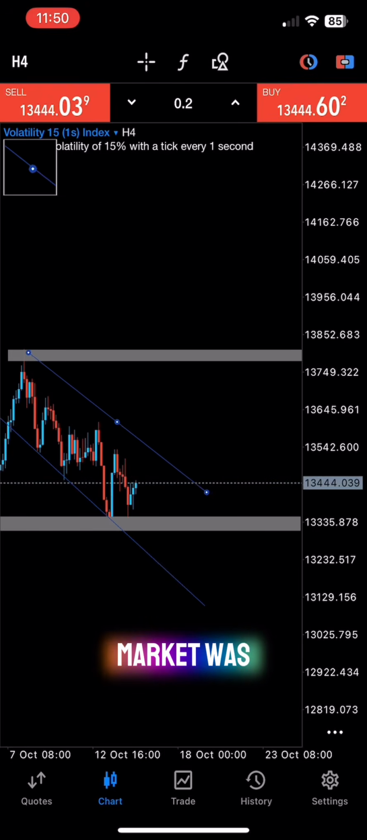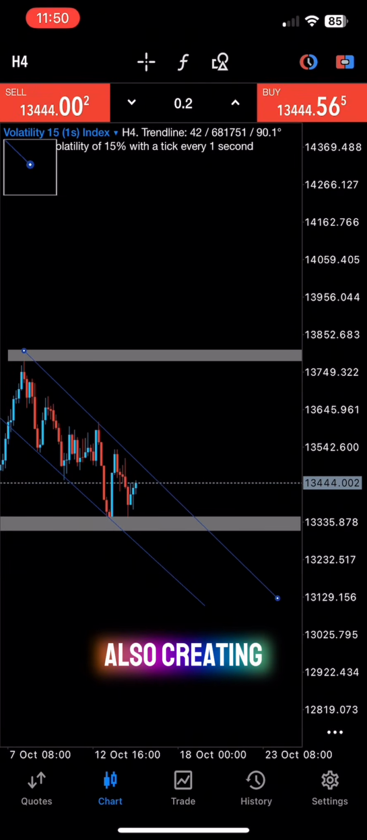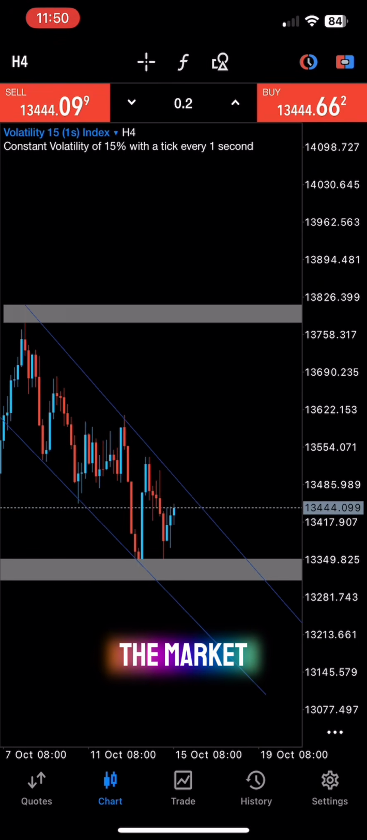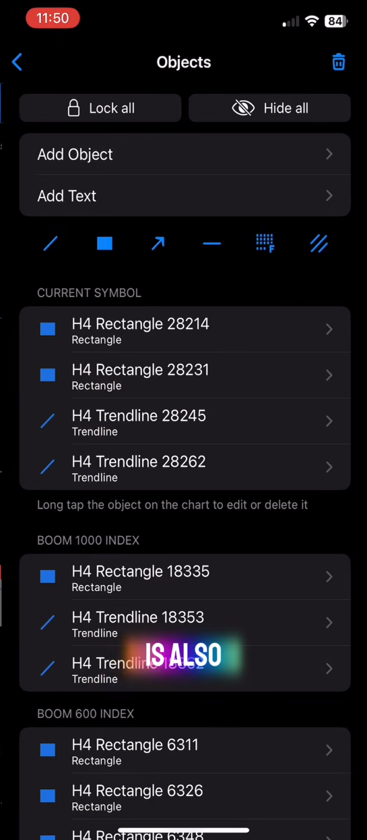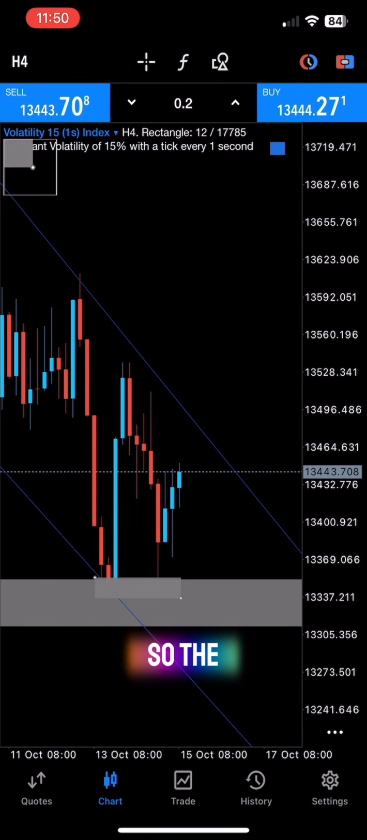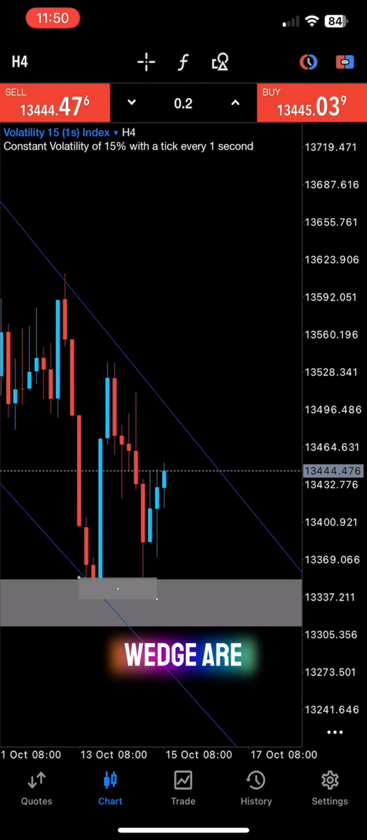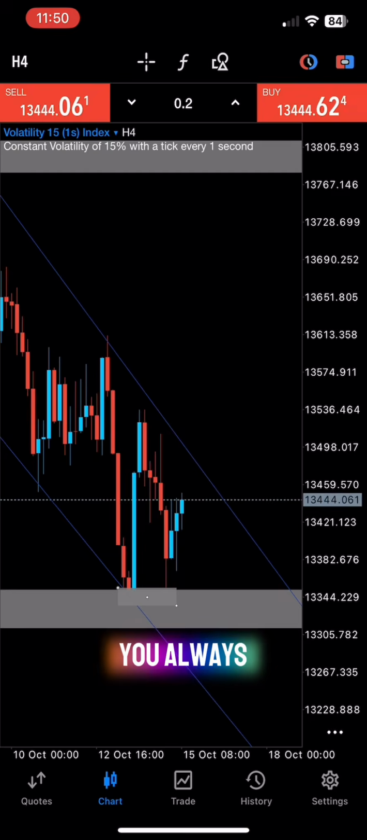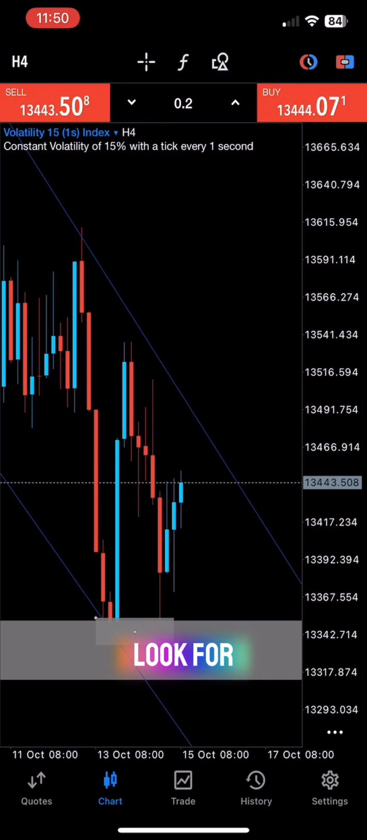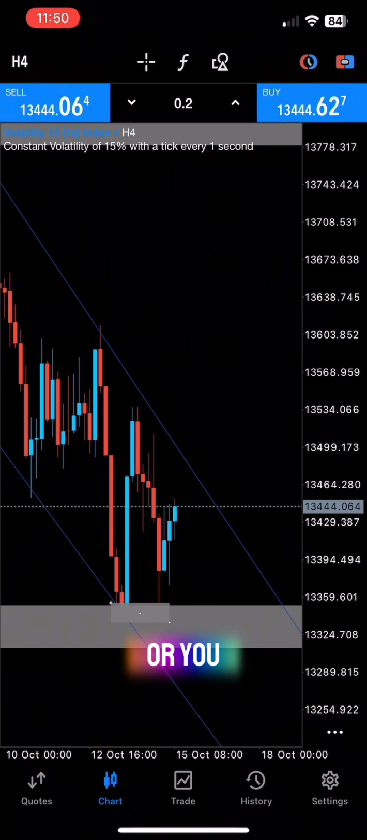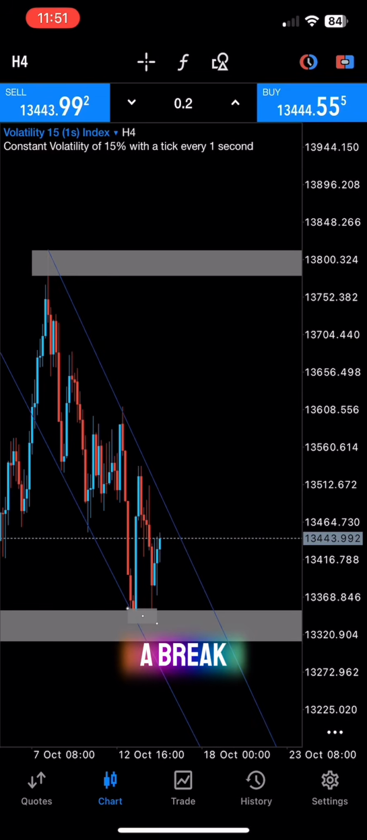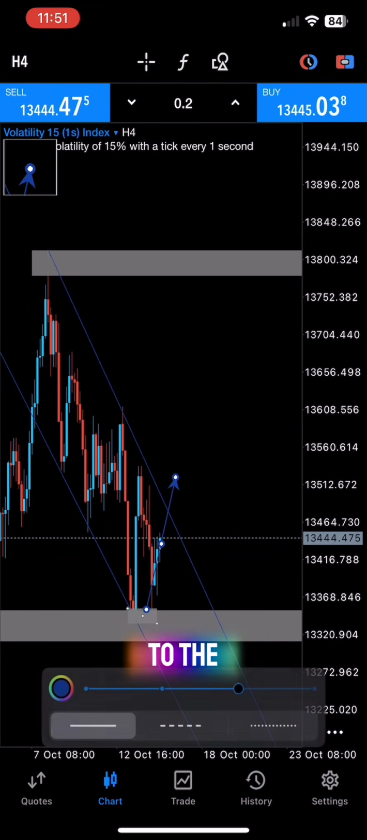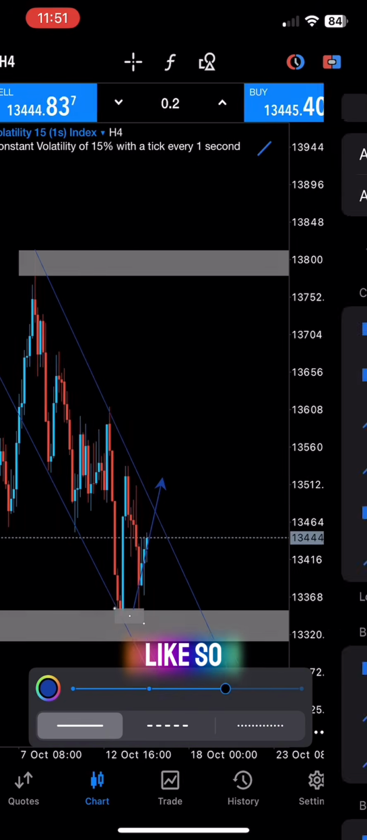And then as the market was retracing, it was also creating lower highs, right? So it clearly signifies that the market is in a downtrend. It is also in a falling wedge. The principles of a falling wedge are always clear. You always have to look for bounces at the support, or you have to look for a break to the upside, right? 9 times out of 10, the market always breaks to the upside, like so.